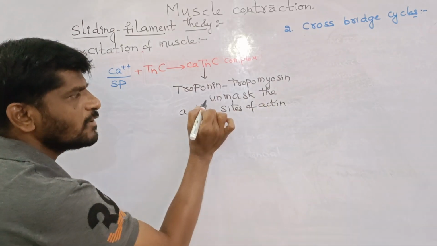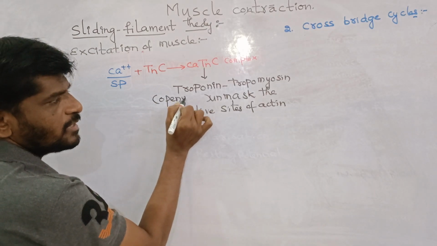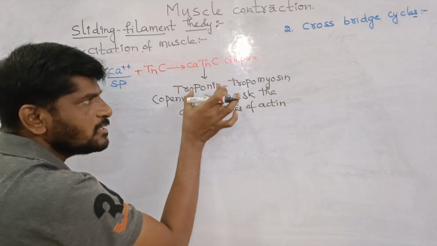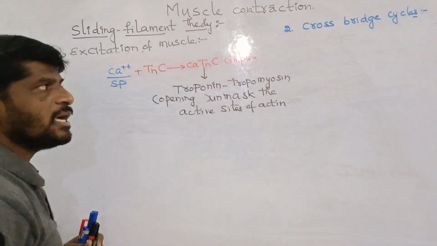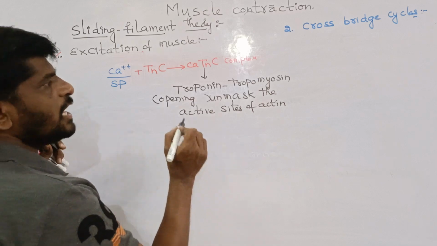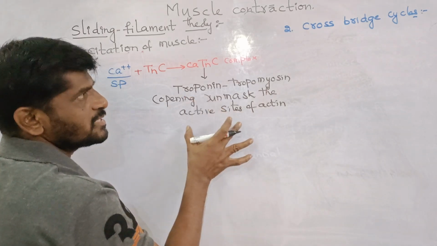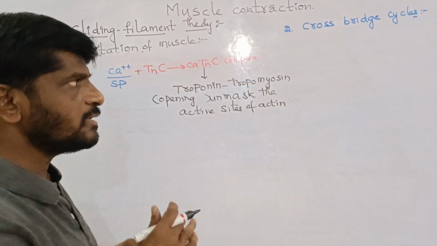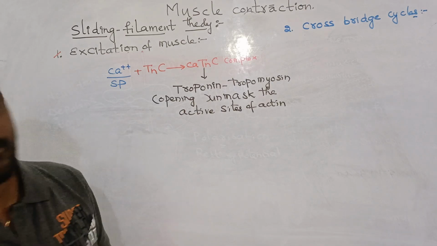What is the meaning of unmasking? Opening of the active sites of actin, because the troponin tropomyosin complexes are lifted up because of the calcium troponin C complexes. And when the active sites are opened or unmasked, it leads to the cross bridge cycle. What is that cross bridge cycle? See this diagram.